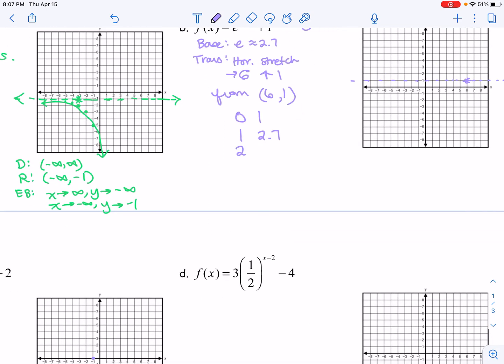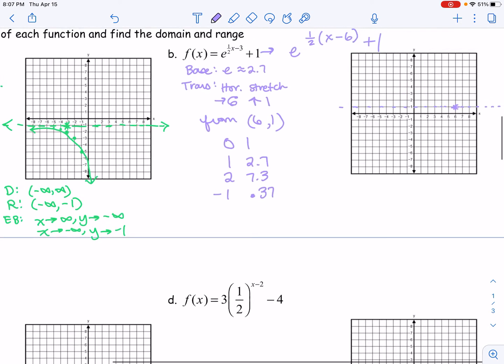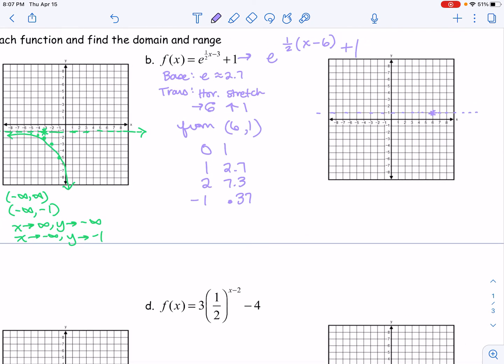Now, obviously, you could use a calculator for this, but that's about 7.3. Negative 1, 1 over the base. So 1 over that 2.7 is about 0.37. I'm obviously not going to do negative 2 because that's going to be a really small number. Okay, so this is plenty enough information. I want to make sure that I've taken care of all of the transformations. So far, I have only applied the right 6, up 1. So I've left out the horizontal stretch, so now I need to apply that.